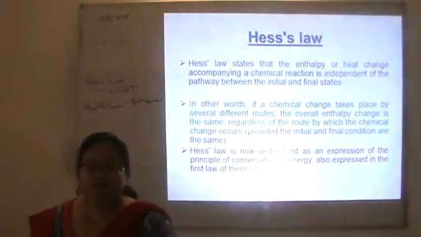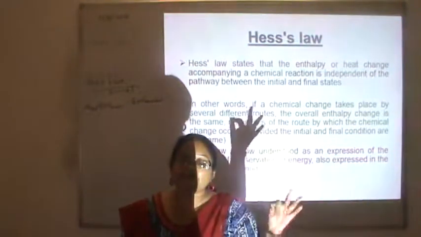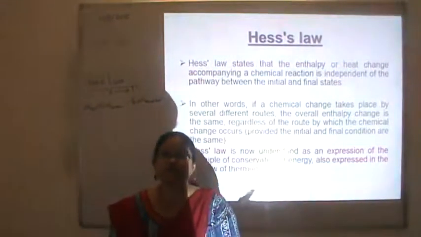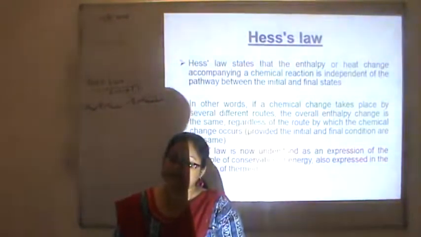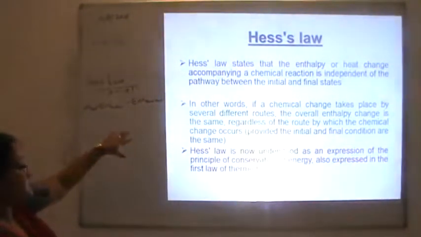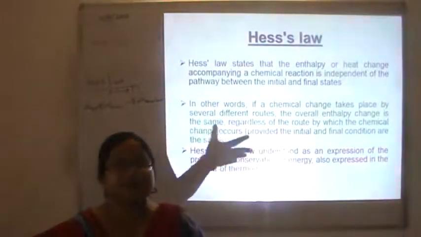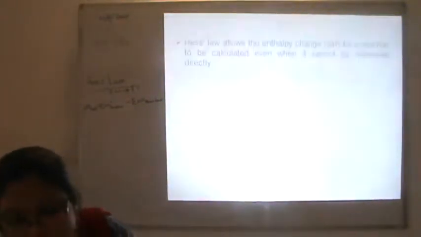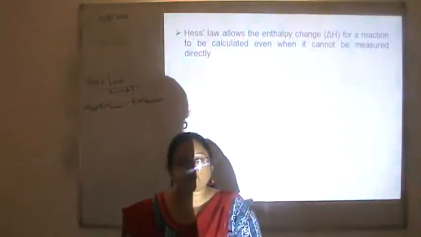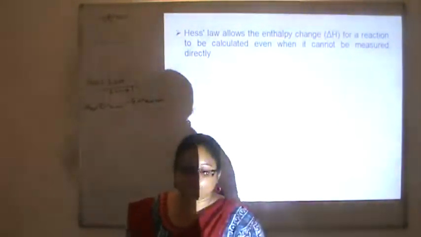Hess's law is now understood as an expression of the first law of thermodynamics, that means conservation of total energy. So we can calculate the enthalpy change by an algebraic procedure. Hess's law allows the enthalpy change delta H for a reaction to be calculated if it cannot be measured experimentally.